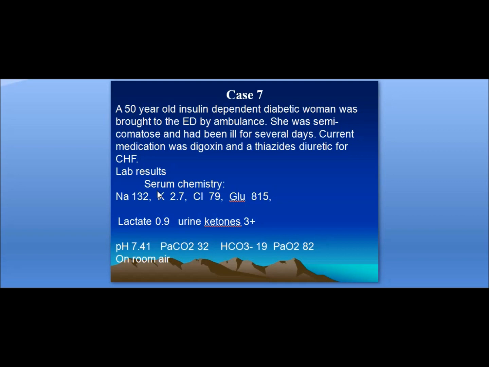Let's come to the investigation. Sodium 132, potassium low 2.7, chloride low 79, glucose 815, lactate 0.9, urine ketones 3 pluses, pH 7.4, partial pressure of carbon dioxide 32, bicarbonate 19, partial pressure of oxygen 82. She was on room air.